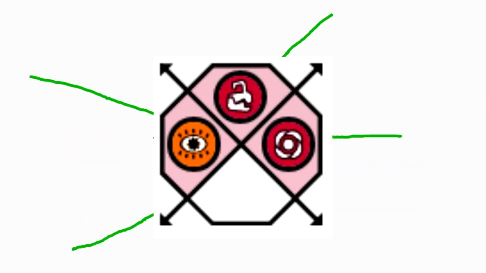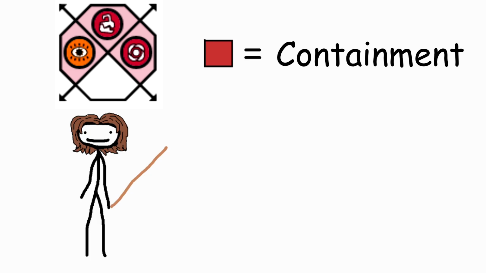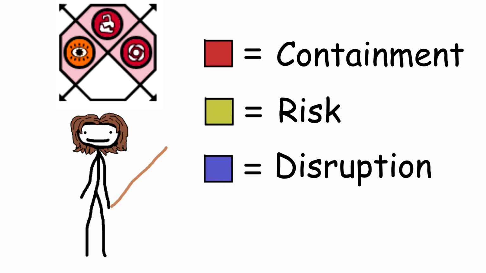So first off, notice the four quadrants, right? Each one represents a different type of hazard. Top is for containment class, because fuck you. And then right was for risk class, I guess, because fuck you. And then left is for disruption class, because fuck you. And then bottom is just extra space for other stuff.